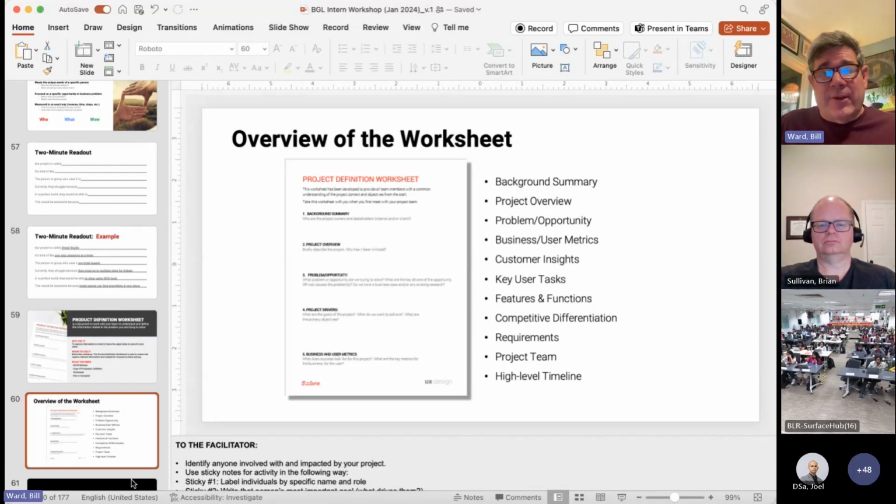What are the requirements of the project? Who all is included in the project team? And what is that high level timeline? So, in the design world, we might also call this a design brief. It's just give me a 1-page quick overview of what we know about this project and when it's due.